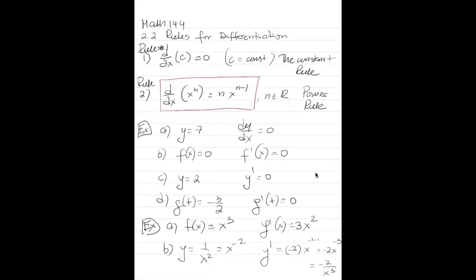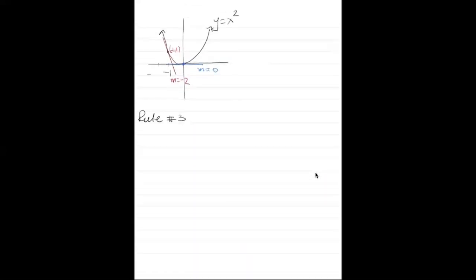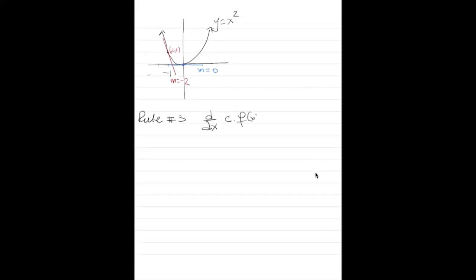Number 2. And so rule number 3: d/dx of a constant times the function is equal to that constant can go on the front, and then the derivative of the function. C is a constant. If I have a constant in front of my function, it can go on the front. We call this the constant multiple rule.